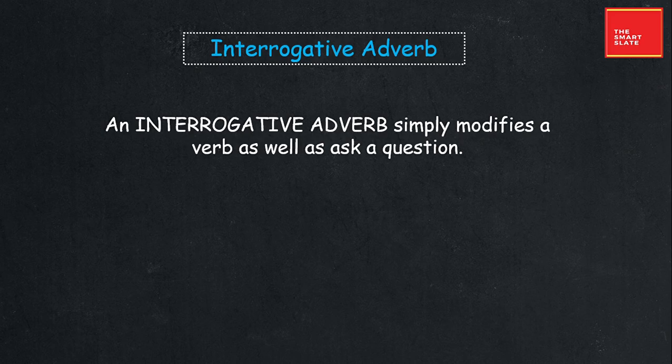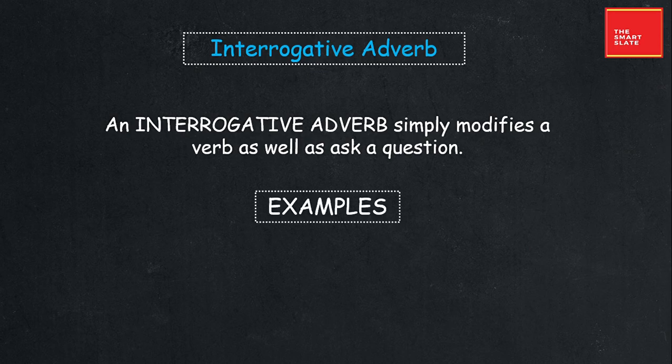It simply modifies a verb as well as asks a question. So the basic thing of an adverb is to modify a verb. So it has to modify a verb. That is the very first thing. Now secondly, as it is used in an interrogative sense, it also performs the task of asking a question.